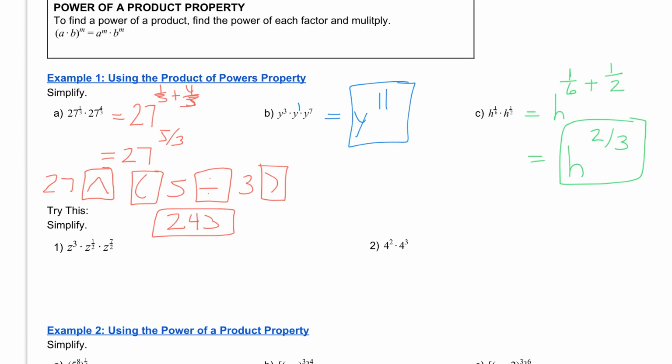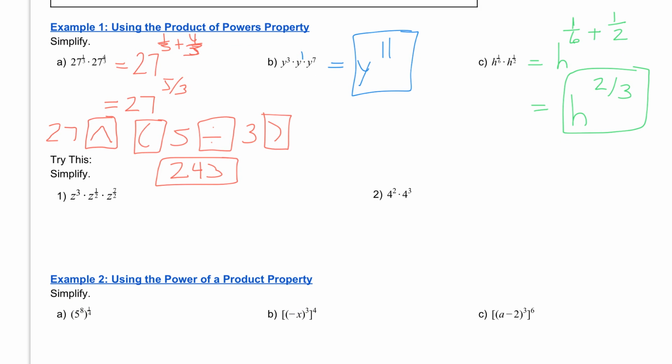Now I'd like you to go look at the try this. So pause the video and unpause it when you're ready to check your answer. If you did number 1 correctly, you should have gotten z to the 7th. And if you did number 2 correctly, you should have gotten 4 to the 5th, and then evaluated that to get 1,024. If you have any questions on this, please let me know.